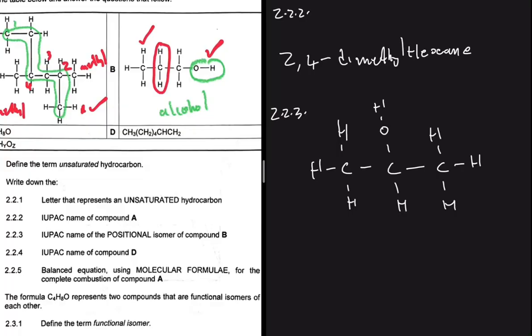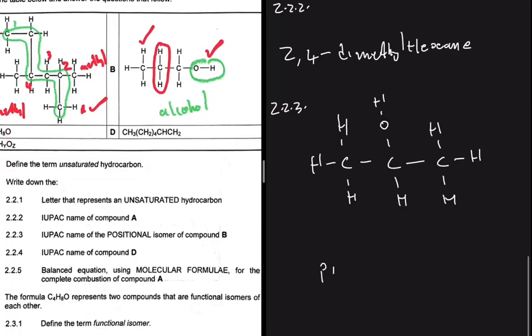How are we going to name this? We're going to say propan-2-ol, right? Prop, from the fact that we have 3 carbons, and 2, the carbon where the functional group is situated, and ol because it is an alcohol. 2.2.3, propan-2-ol, right?